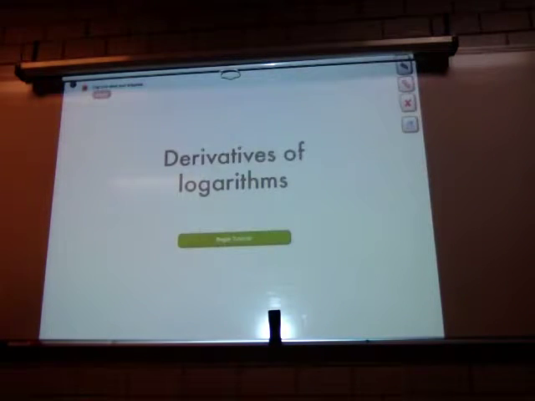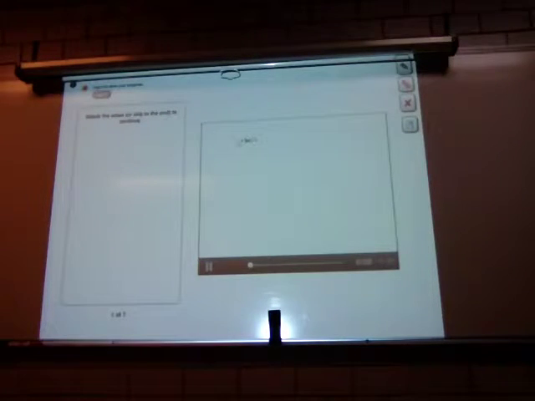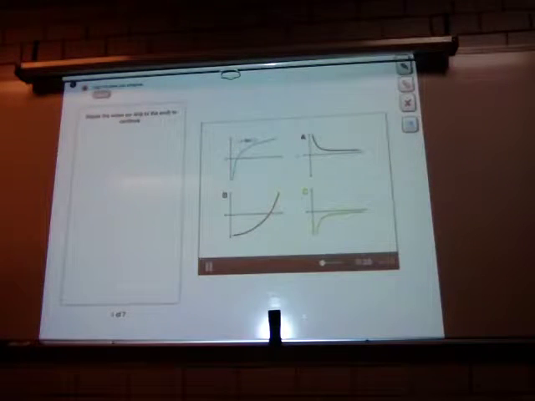Derivatives of logarithms. Here you'll work out the derivatives of logarithmic functions. The first logarithmic function we'll look at is the natural log, which is the same thing as the log in base e. But before we work out exactly what the derivative of the natural log is, let's see if we can figure out what the derivative looks like. Here's a graph of y equals the natural log of x. And now here are three more graphs. Which of these, A, B, or C, is a graph of the derivative of the natural log?